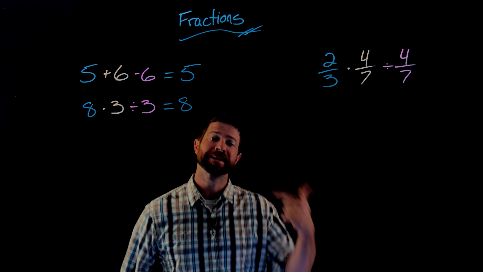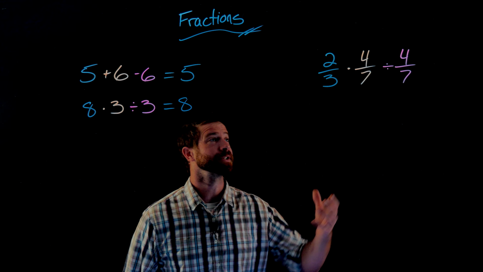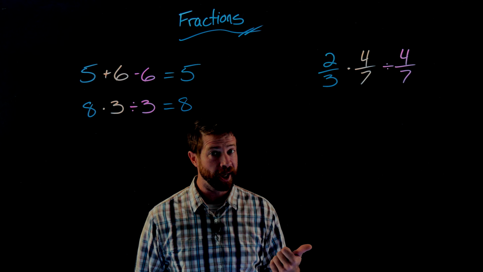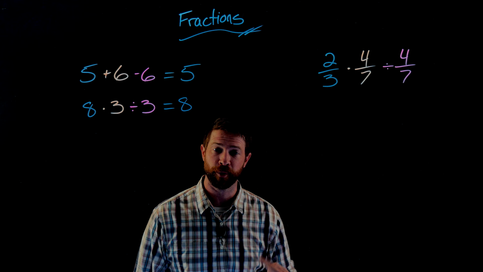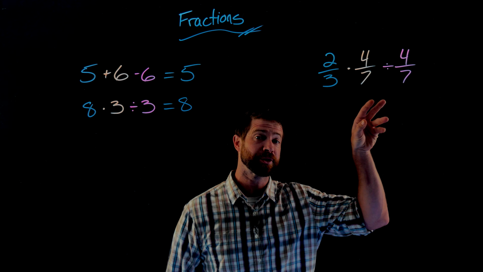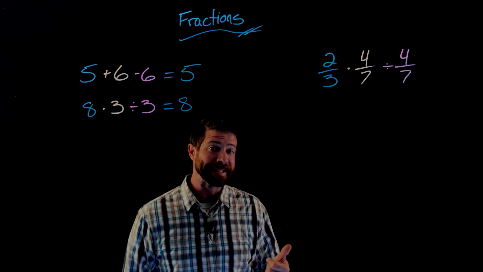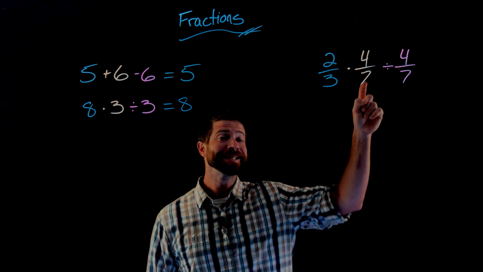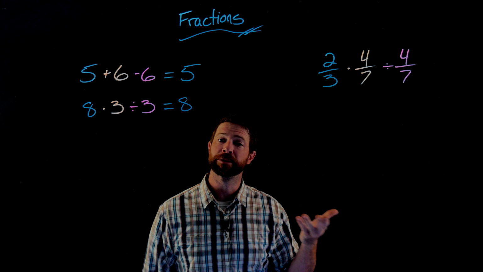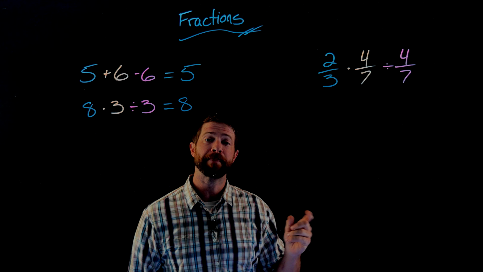Let's now use that and the discussion we've had about fraction operations. In this case right here, if I take 2/3, if I multiply it by 4/7 and then divide by 4/7, exactly the same thing should happen. I should end up at 2/3. The question is, if I replace this division of 4/7 by multiplication of 7/4, its reciprocal, do I end up back at 2/3?